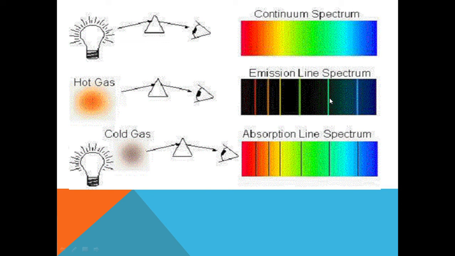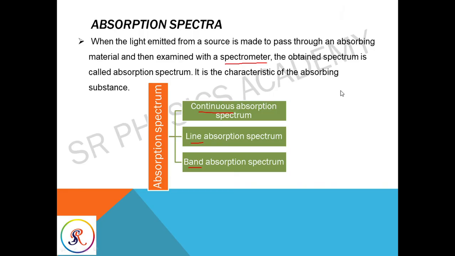Here some lines are re-emitted. Then we can say that this is an emission line spectrum. Clear? Just now we learned the three types of absorption spectrum: continuous, line and band spectrum.